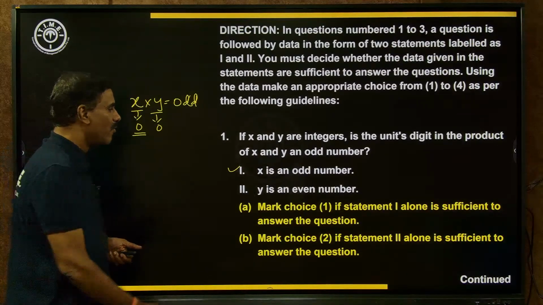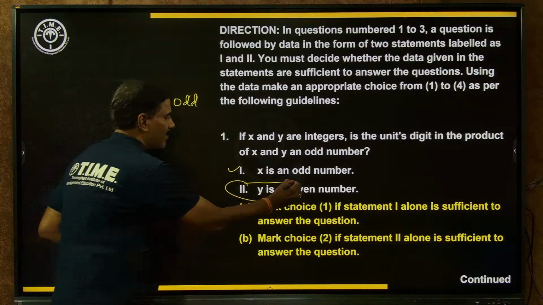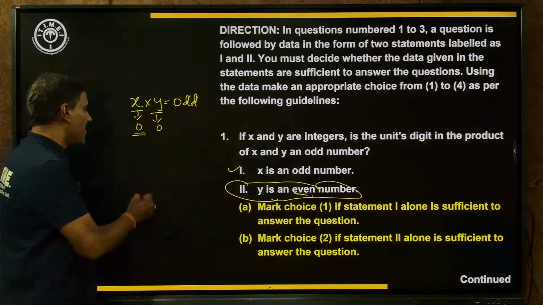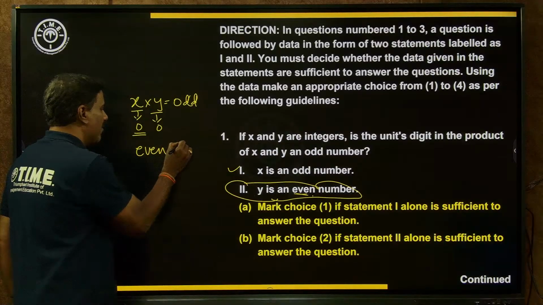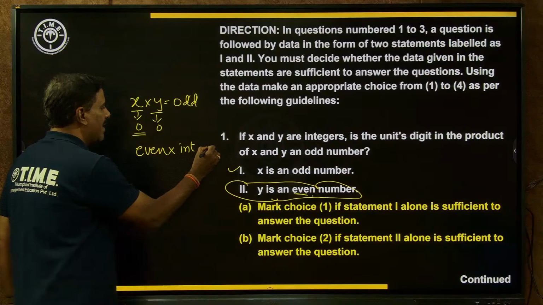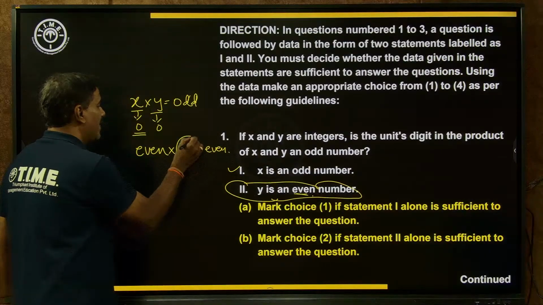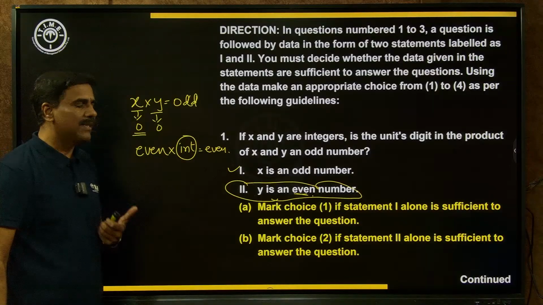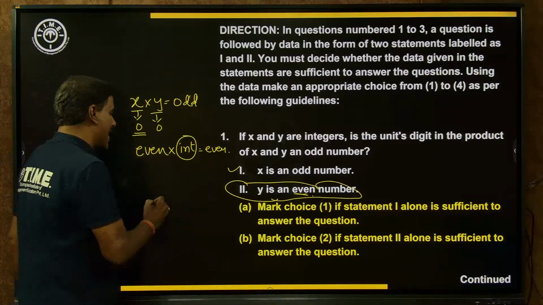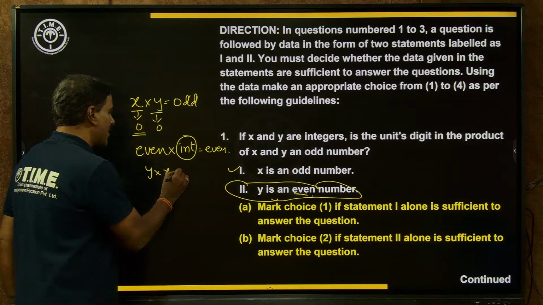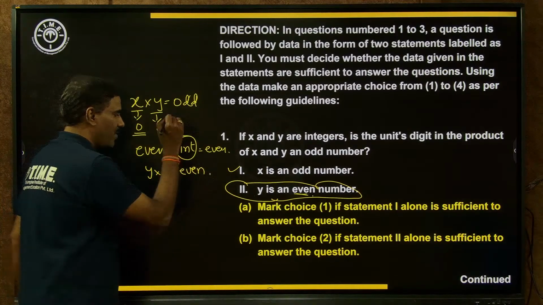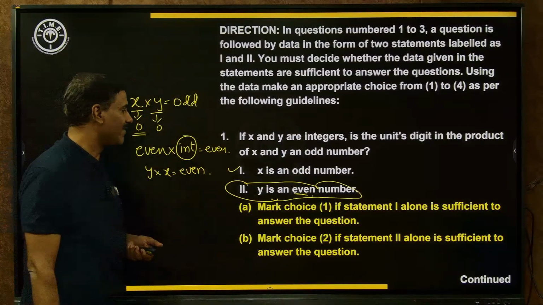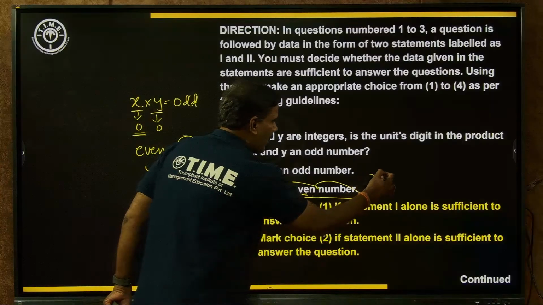Taking the second statement, y is given to be an even number. So y is an even number we are having here. Even into any integer will always result in an even number, right? Whether we have this as an odd integer or even integer, even into any integer will become even. So without knowing anything about x, we can say y into x will obviously be an even number. Is that an odd number? We can definitely say that it is not odd, it will be even. So for answering this question, statement 2 alone is sufficient.